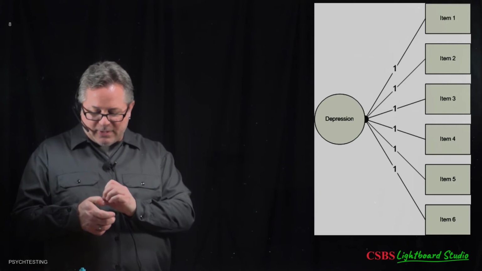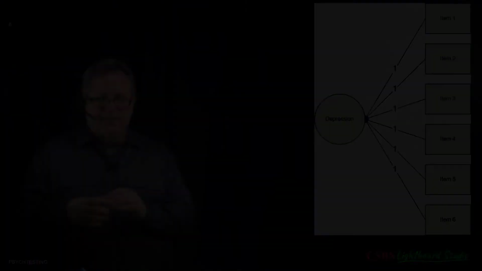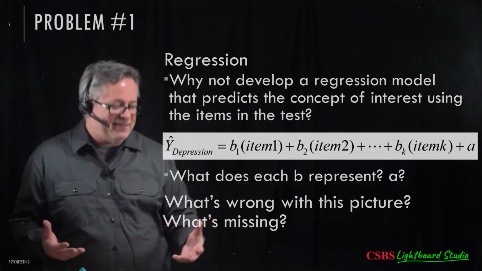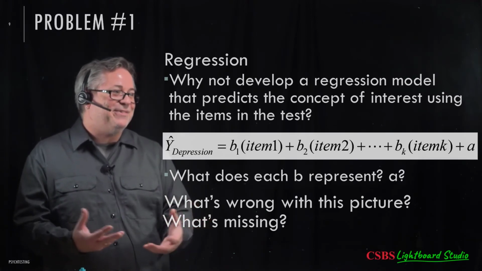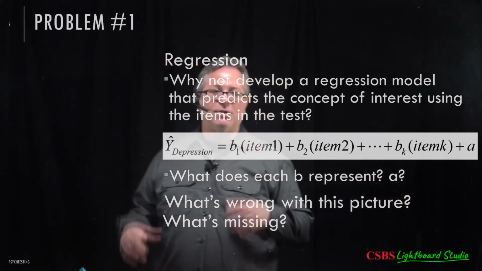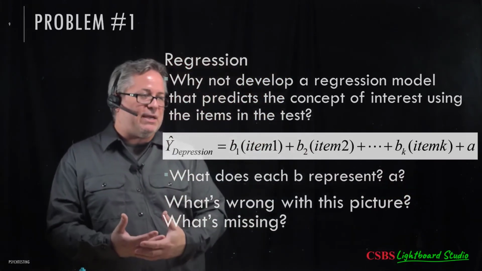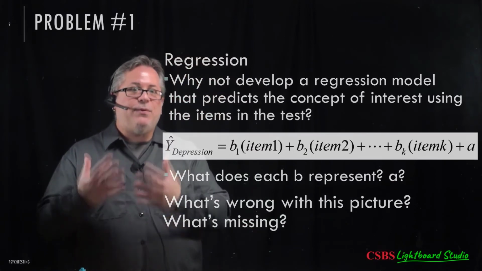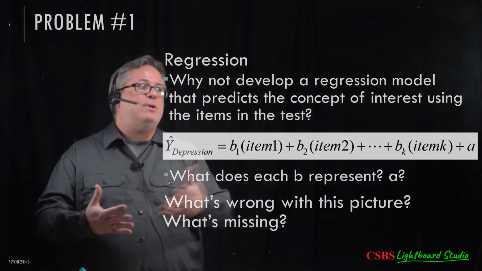Why are we developing these questions in the first place? Right. What's missing from this equation? Depression. Depression's missing. We can't take a bunch of items and predict depression if depression doesn't exist. The whole reason we're creating this scale is to try to measure depression because we can't do it directly.